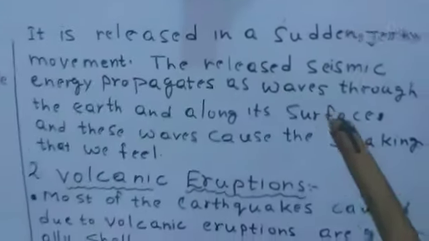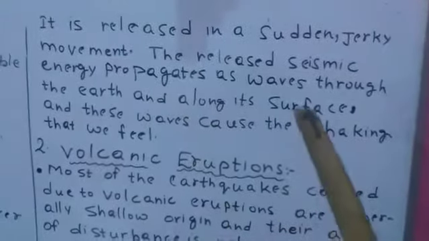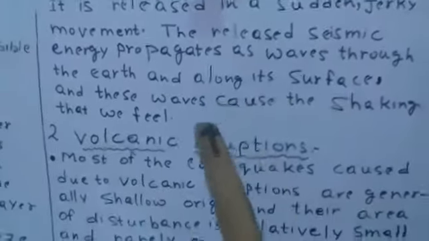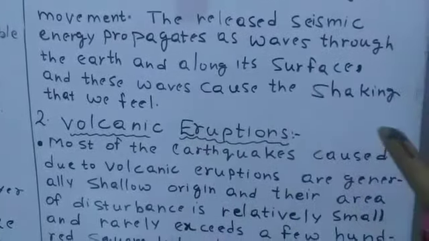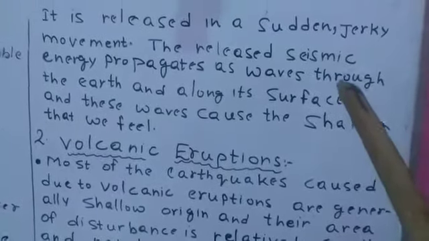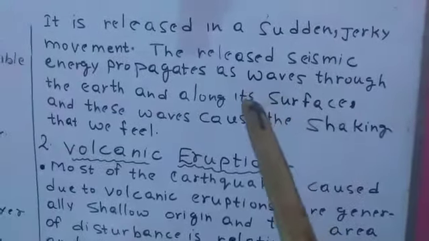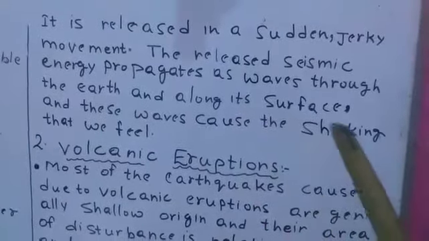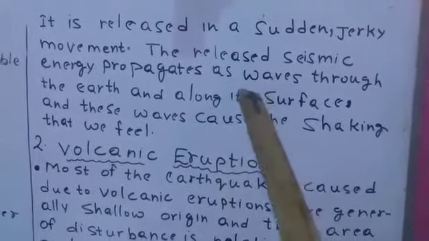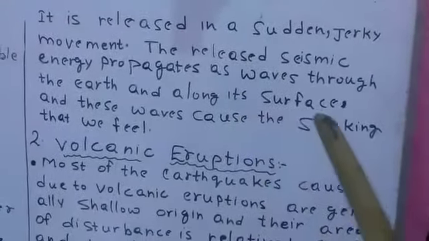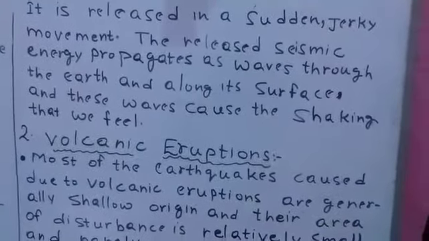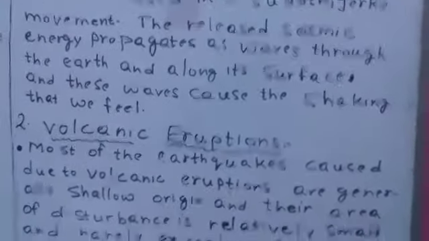The released seismic energy propagates as waves through the earth and along the surface, and these waves cause the shaking that we feel. So when the energy stored along the fault lines is released, it propagates as waves through the earth along the surface, and these waves cause the shaking that we feel.